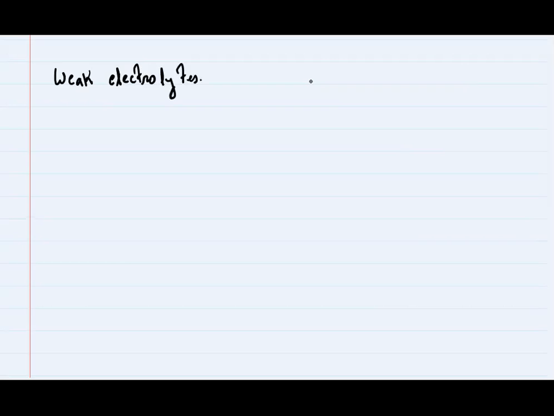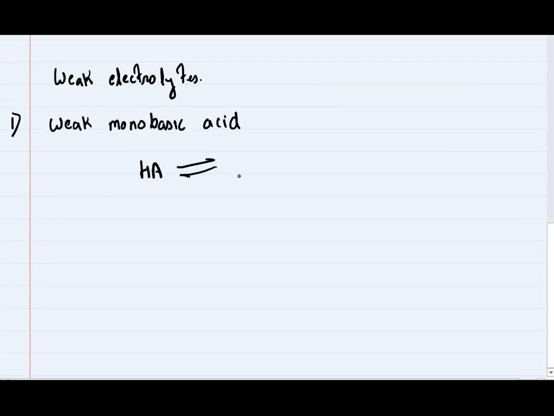Now, when we talk about weak electrolytes, the first we studied was weak monobasic acid. So what's the meaning of weak monobasic acid? It is your HA. Now we know that HA will dissociate into H plus and A minus. We have already done this. Yes or no?